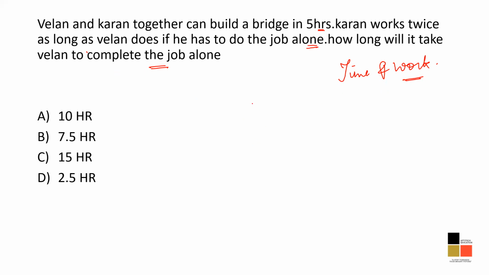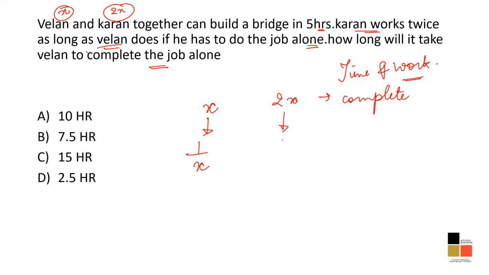One line that is given to us is Karan works twice as long as Velan does. So let the time taken by Velan be X hours. For Karan, it is going to be 2X hours. In X hours, Velan would have done his work completely, whereas Karan would have done his work completely in 2X hours. So in 1 hour, Velan would have done 1 by X of the work, whereas Karan would have completed 1 by 2X of the work.